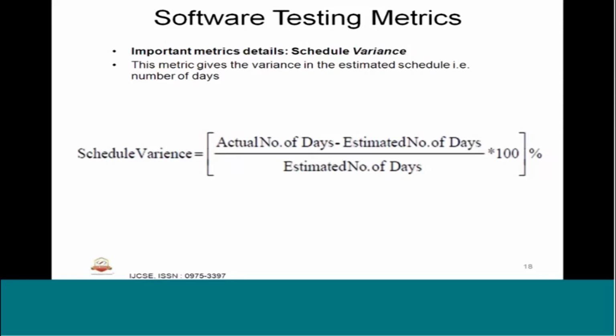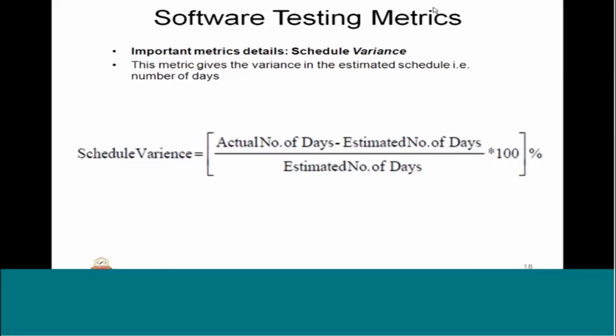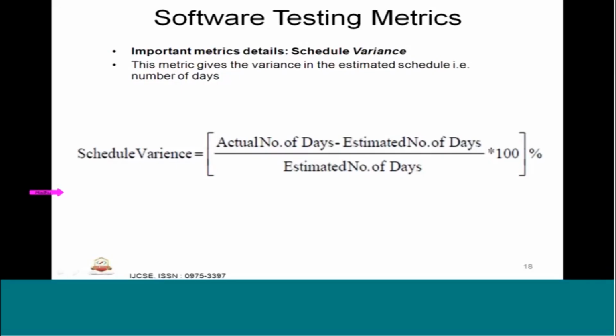Here it is for the duration: actual number of days minus estimated number of days, divided by estimated number of days, times 100 is the percentage. This also cannot be more than plus or minus 5% variance, because we cannot afford to have too much overrun. It is called schedule overrun.